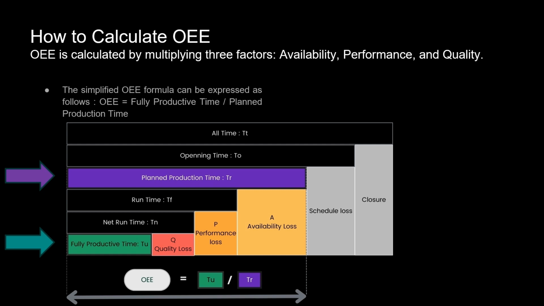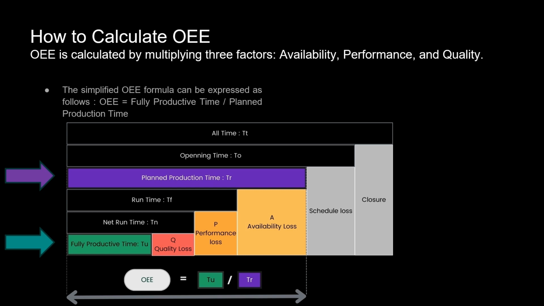Run time, the actual time the equipment is running. Net run time, we subtract any small stops or slow cycles from run time. Fully productive time, this is net run time minus any defects and rework time.